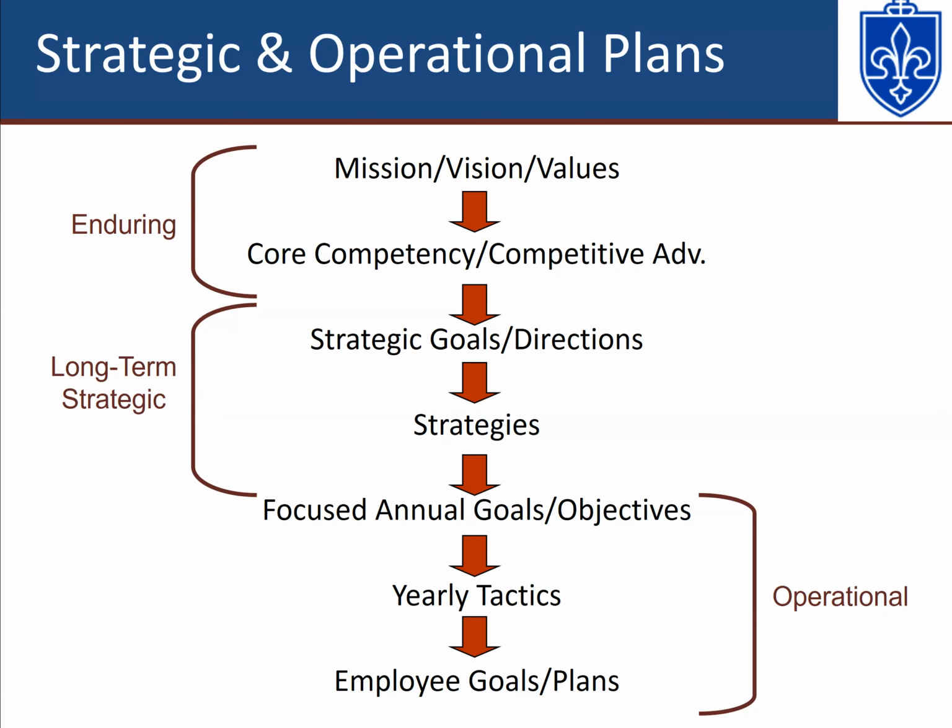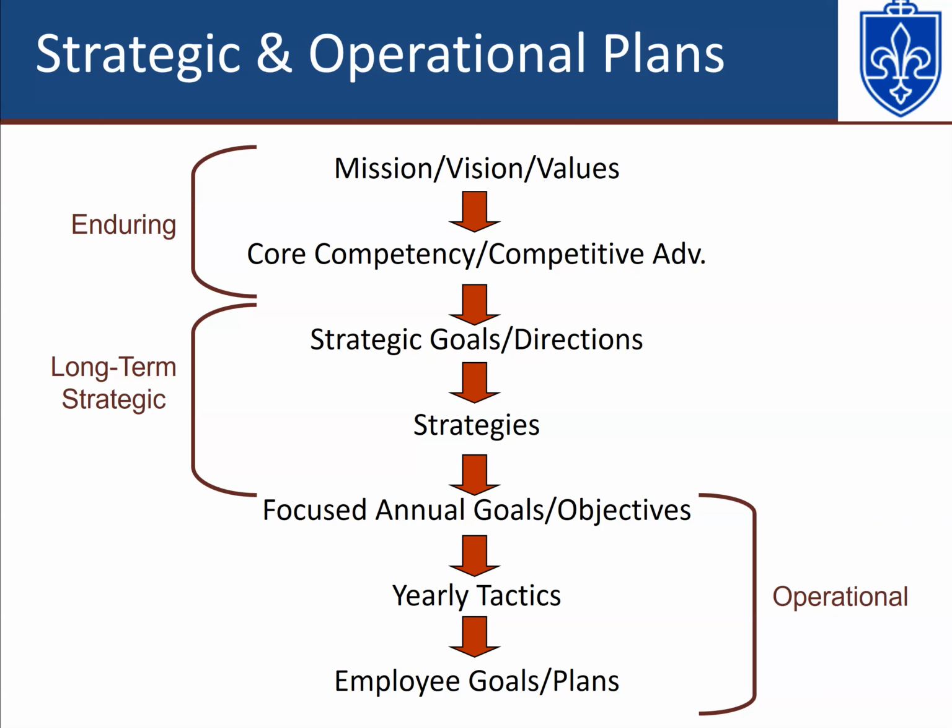Here is a framework that I typically use, or something similar to this. So in any organization, you have enduring components: the mission, the vision, the values. And you also then have the organization's core competency or competitive advantage. This is what makes it great. This is what differentiates it and makes it unique. This is why customers come to the organization.